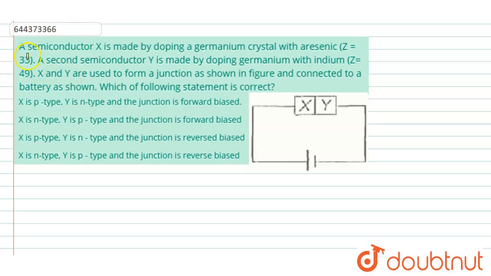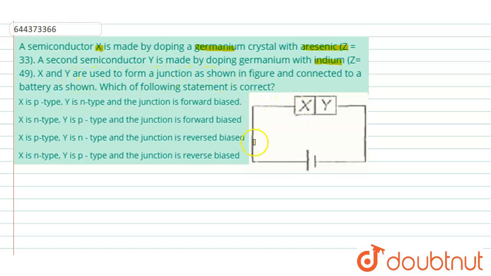Hello everyone, let us try to solve the given problem. The problem says a semiconductor X is made by doping germanium crystals with arsenic. Arsenic is a pentavalent impurity, that is, it has 5 valence electrons. A second semiconductor Y is made by doping germanium with indium. Indium is a trivalent impurity or dopant, so it has 3 valence electrons. X and Y are used to form a junction as shown in the figure.